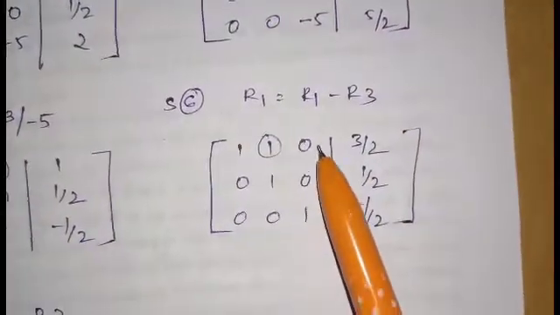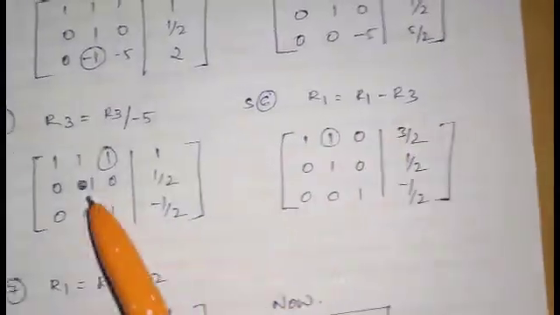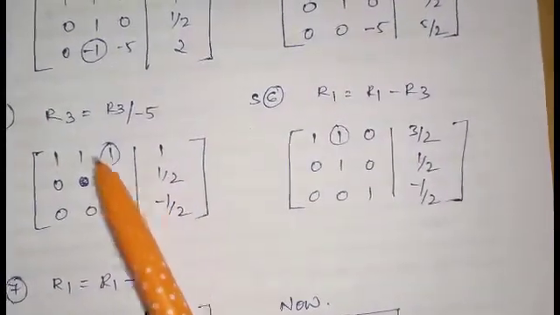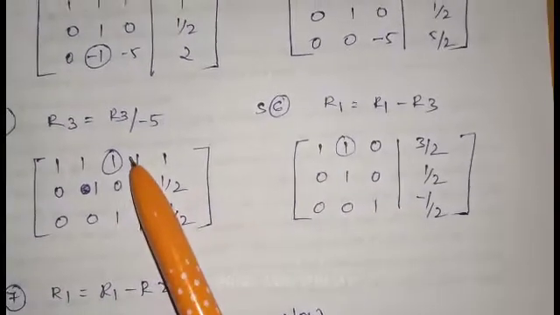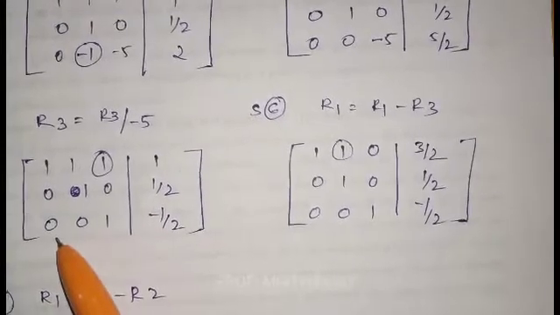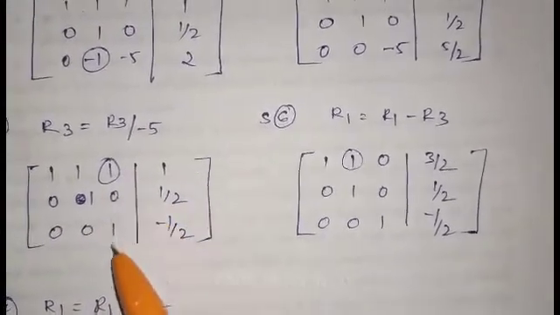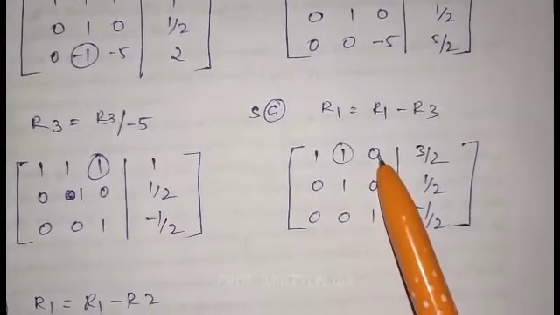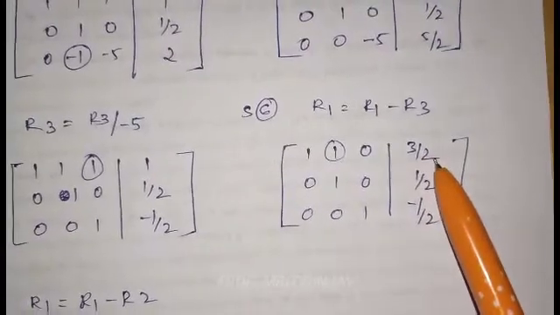So to make this particular element 0, I have applied R1 minus R3, because R1 is 1 minus 1. Here these two elements are 0, so no disturbance will affect here. So 1 minus 1 becomes 0 here, and other elements are as they are, this becomes 3 by 2.